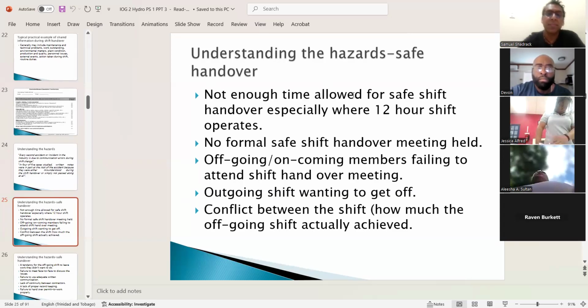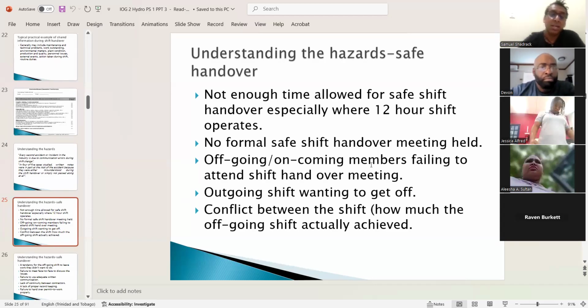right? Not enough time, no formal shift handover meeting held, off-going and incoming members failing to attend shift handover meeting because they are tired. Maybe also emergencies may pop up, right? Outgoing shift wanted to get off. Conflict between the shifts, how much the off-going shift actually would have achieved, right? As compared to maybe what was expected of them to do.